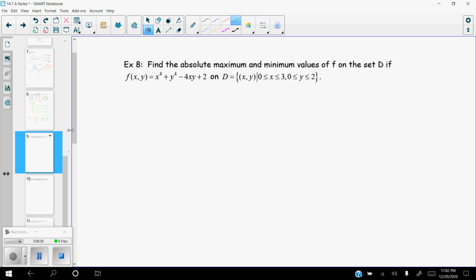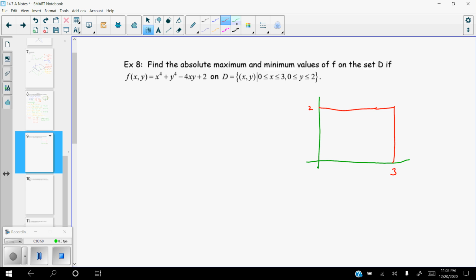Let's see, our domain looks like x goes from 0 to 3, y goes from 0 to 2. So let's sketch the domain. x goes from 0 to 3, and y goes from 0 to 2. So that's 3, that's 2. Yeah, that looks about right.